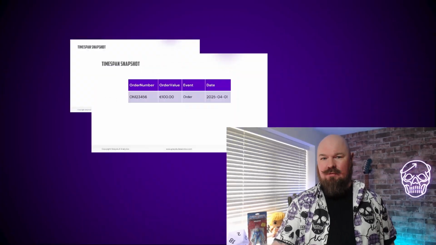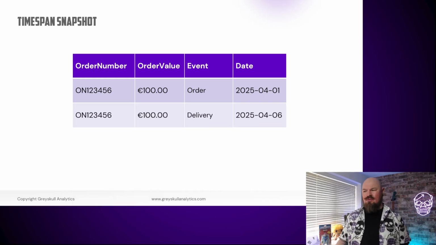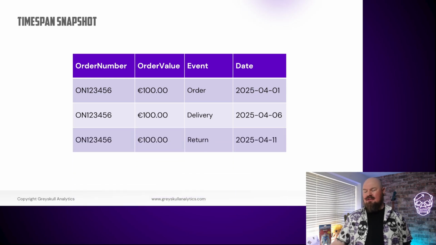And to step you through how a timespan snapshot works, I've got another example for you here as well. So a timespan snapshot works a little bit differently. In this instance, again, we're looking at the same retail order number. So we've got 100 euros value, that is being ordered on the 1st of April. When the next step in the process occurs, rather than adding a new column, we add a new row. So we add an additional record with a different event type. So in this instance, on our 6th of April, we've got the delivery, and then when the return happens, that gets added on the bottom, so you get additional values there.